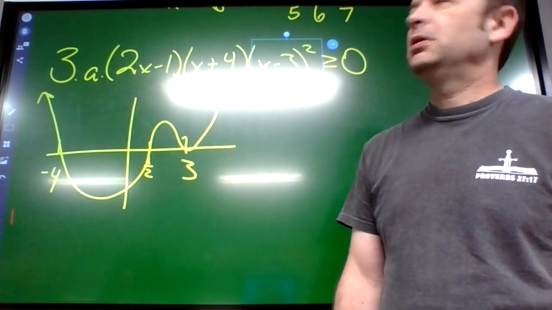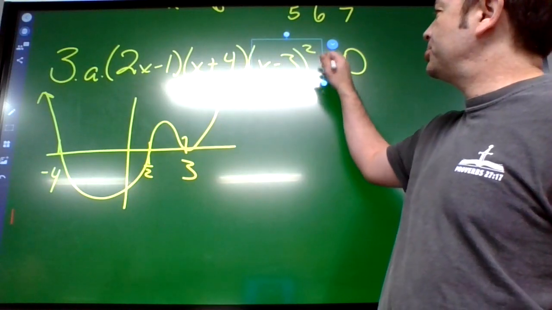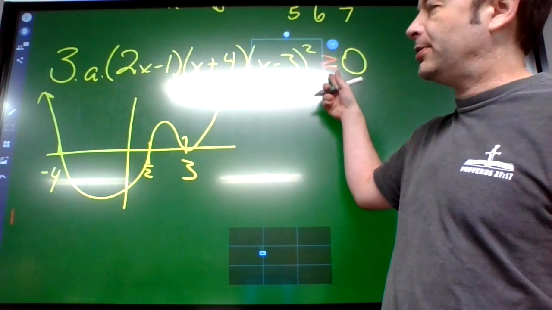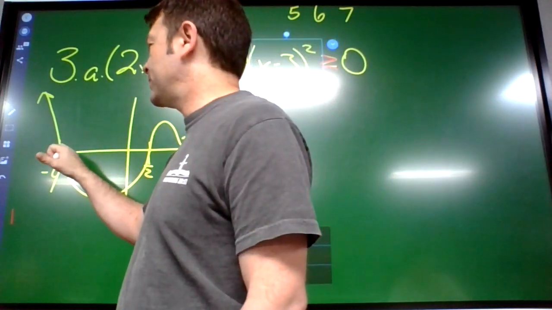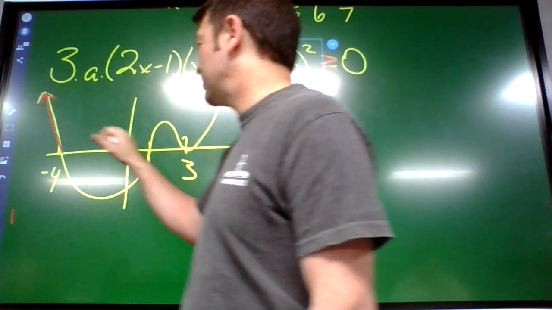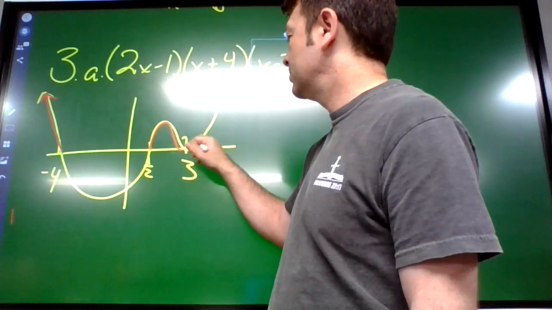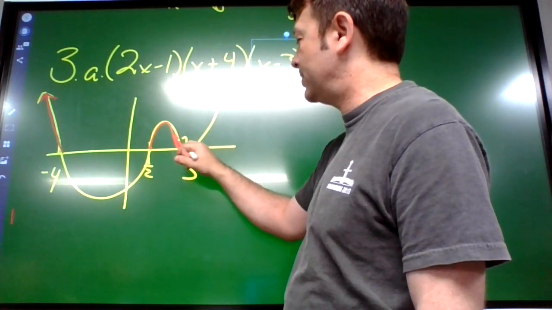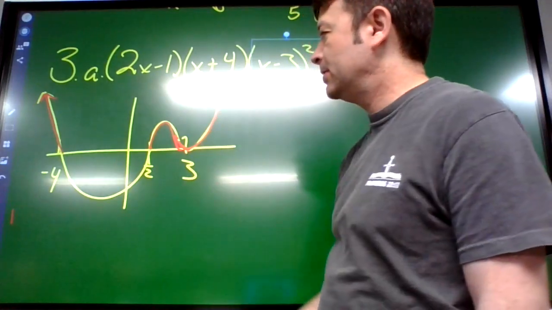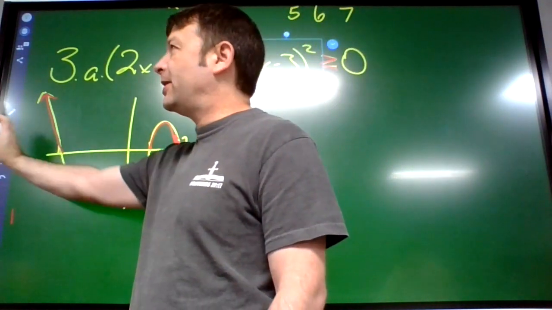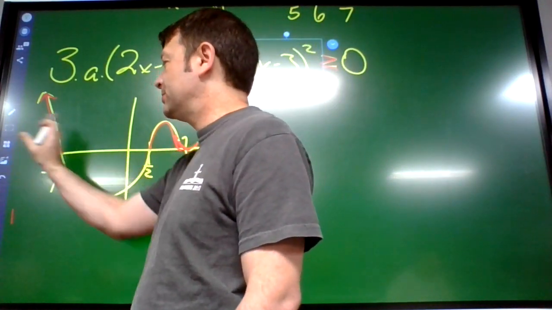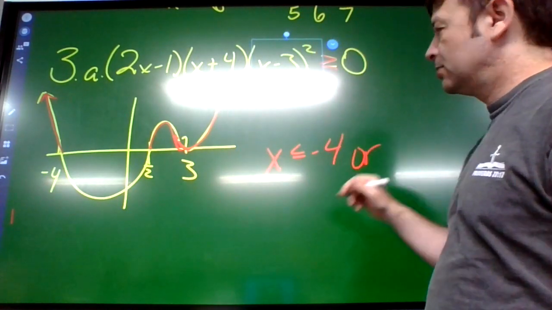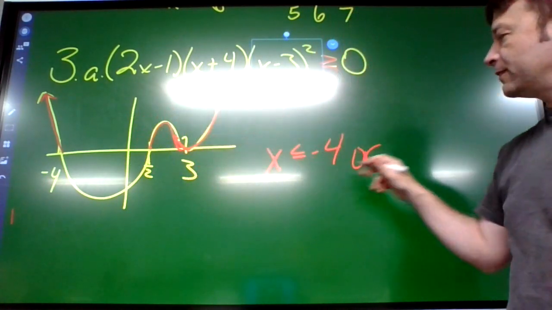Alright, so we need values that make the function greater than or equal to 0. So that means where's the graph above 0? Well, greater than or equal to, I guess. So it can equal 0, so if it touches right there, that would be part of it. So what x values make the graph greater than 0? Less than or equal to -4, greater than or equal to 1/2.